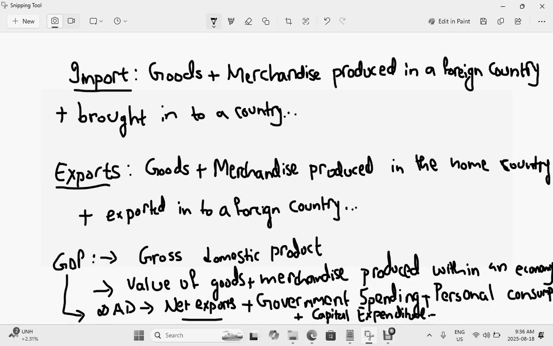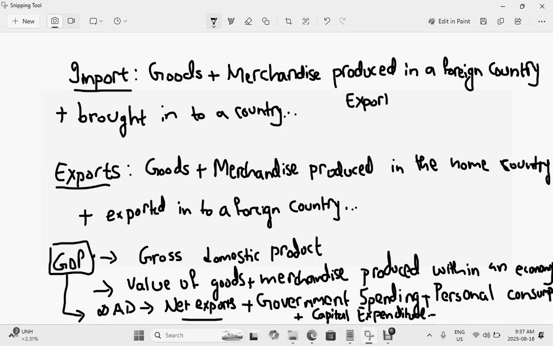These are the four components of GDP and aggregate demand, as a result of which GDP doesn't really have to be production of all goods and merchandise. It can be government spending, consumption, or investment by corporations and businesses. However, by definition, gross domestic product has to do with the value of goods and merchandise produced within an economy.